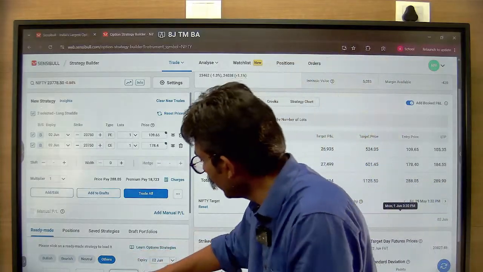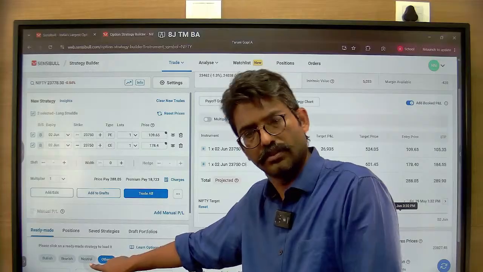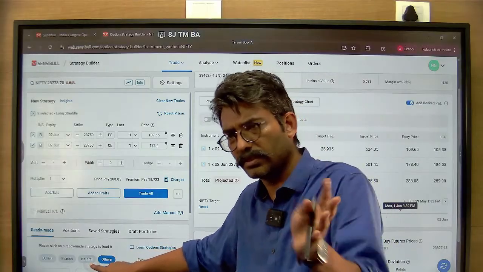Majority of the world is playing where? Non-directional. Which direction it goes, we don't care.